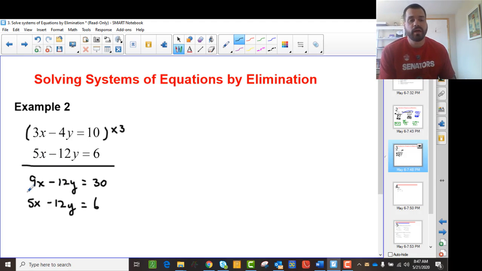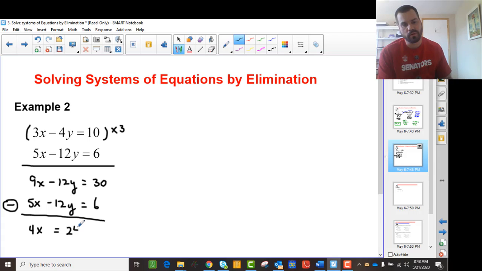Once you've done that, you decide, okay, I had to multiply to get my y values the same. Now they are. So now I decide, am I going to add or subtract? Because the sign is the same, we're going to subtract. So we're going to go 9x minus 5x. That gives me 4x. The minus 12 minus minus 12, gone. And then 30 minus 6 is 24.